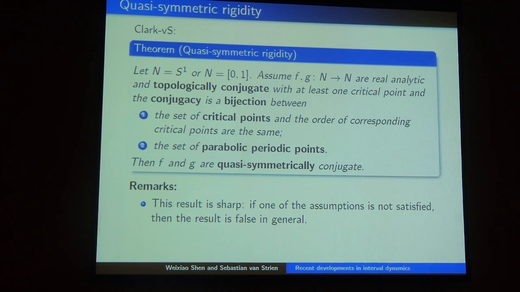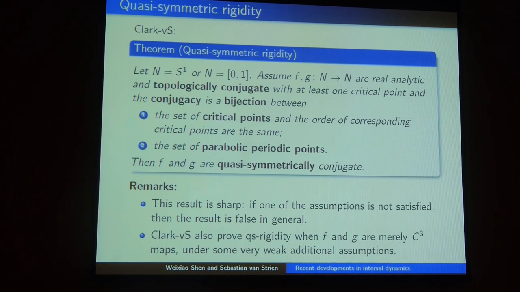And let me start by saying this result is sharp, in the sense that if you drop any of the assumptions, then the result is false in general. In fact, we have a result which is not about real analytic functions, but it's enough to assume that the maps are C3. So there's nothing global about the maps. They're just C3 maps, and there are some very weak additional assumptions which I won't state here that you need. Simply because it's not real analytic, you need to say something about orders and something else. So the upshot of this is that you have something really very global and very smooth. It's a kind of universality structure that you obtain.